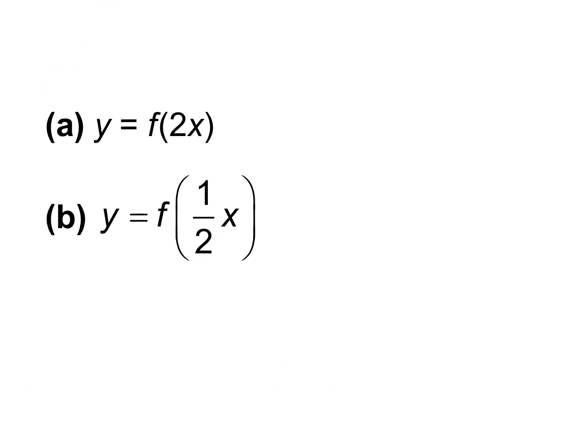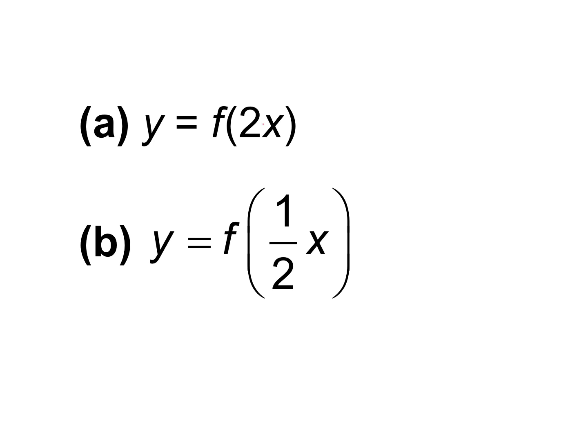All right, example 7 on the left here. When we multiply on the inside, so this is inside the parentheses, it's horizontal. When it's greater than 1 on the inside, what do we think? A shrink. Awesome. It's the opposite when it's on the inside.